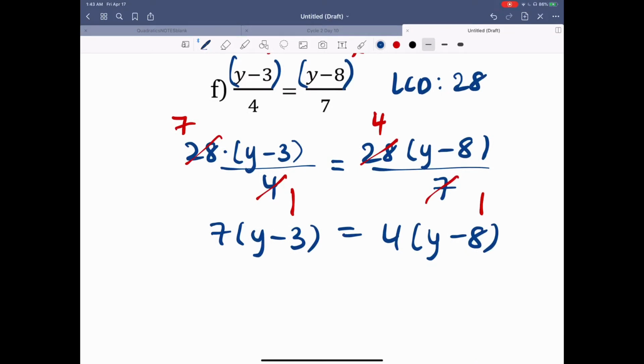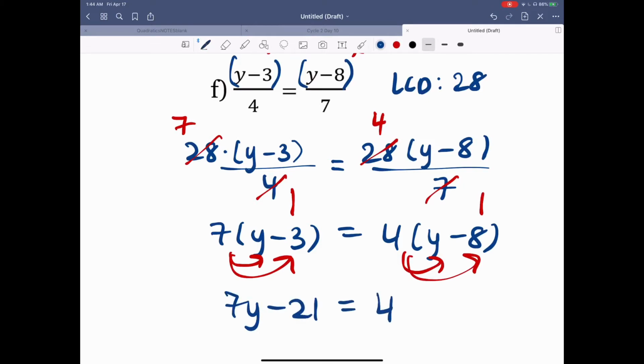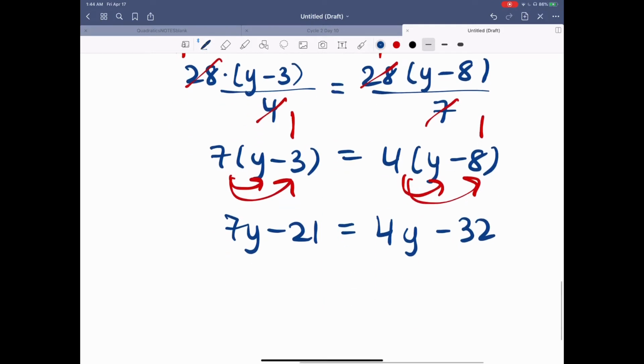Therefore, you're going to do what? You're not done there. You're not going to be able to solve for y if it's in brackets like this, you've got to right now try to get just one y. I need the y's to be collected. That is the reason why I'm doing the distributive property, and I have 7y minus 21 equals 4y minus 32.